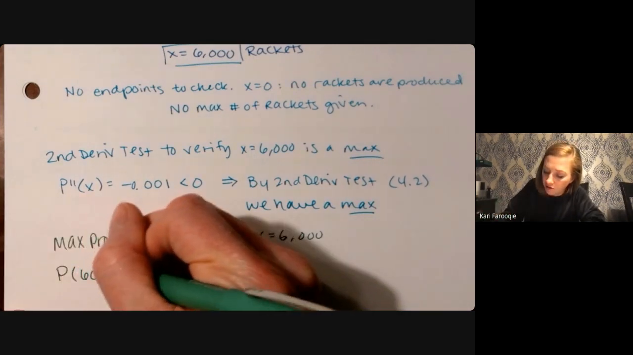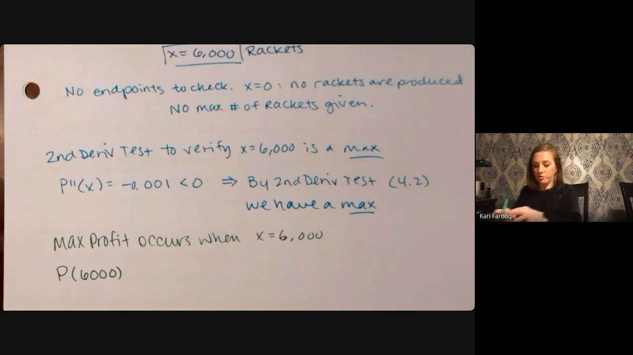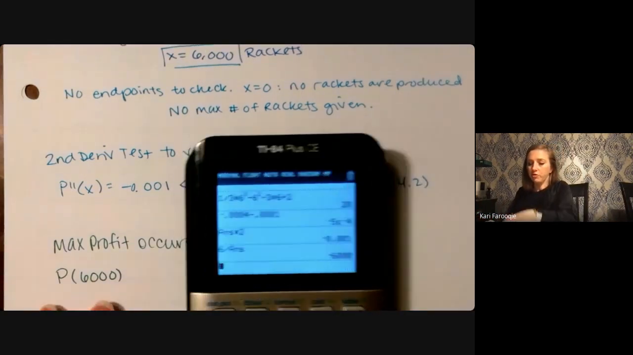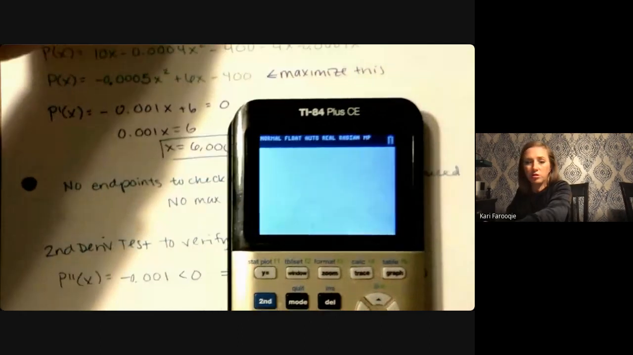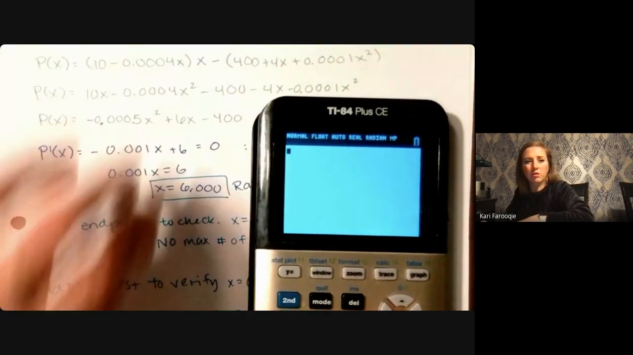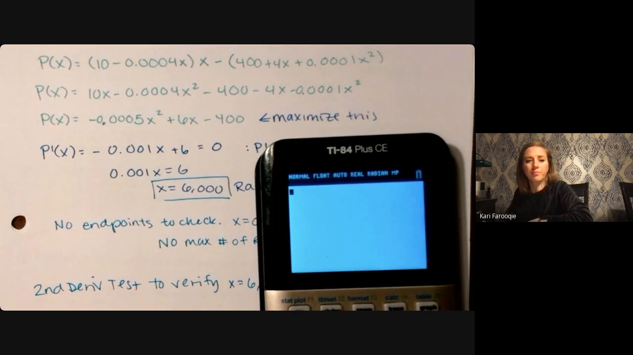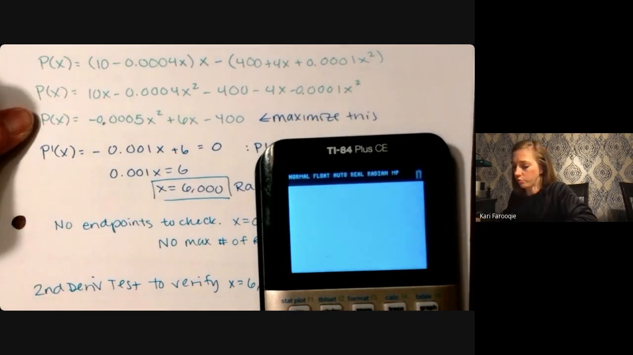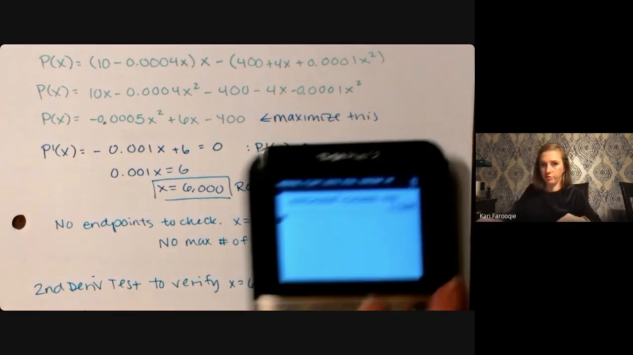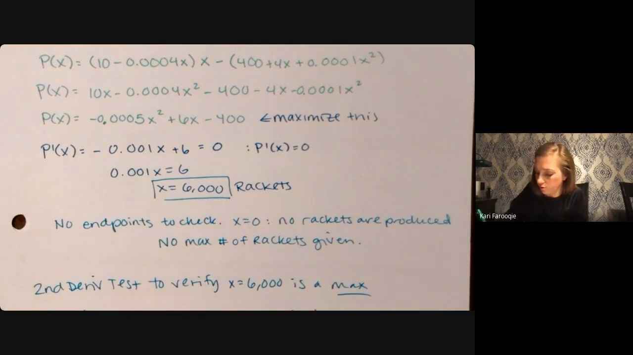So P of 6,000, you can put this into your calculator. I'll go back to my profit function here. Here's the profit function. I'm going to use this one. Negative 0.0005 times 6,000 squared plus 6 times 6,000 minus 400. And you end up with 17,600, which makes sense. You're talking about a profit selling tennis rackets.